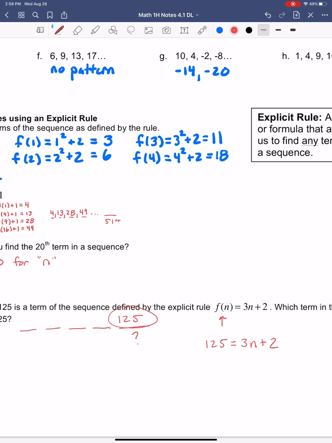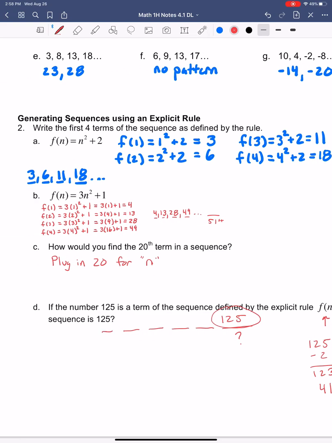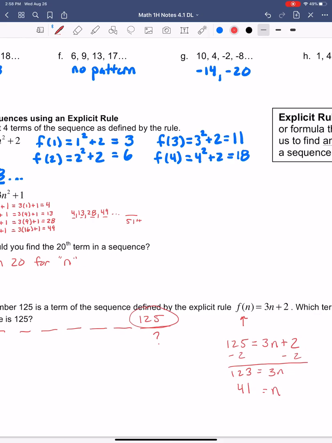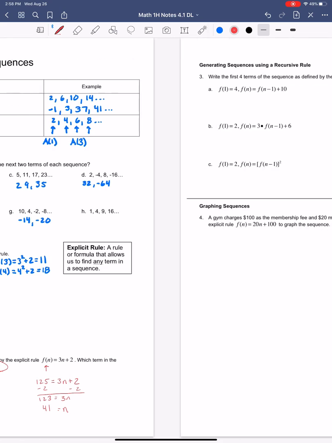Okay, and then I just have to solve this here, so I'm going to go ahead and subtract 2. I get 3n equals 123. And then I'm just going to divide both sides by 3. And I'm going to end up with n equals 41. So this would be the 41st term in my sequence, right? So I would need a lot more dash marks here, because this is the 41st term in my sequence. All right, we'll keep moving here.